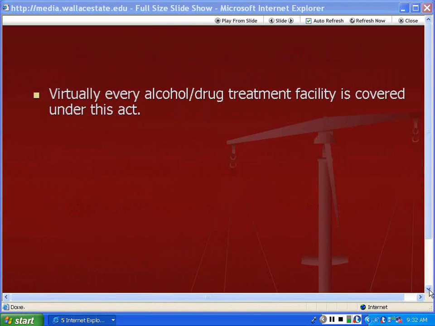To go into a little more detail with this particular act, virtually every alcohol and drug treatment facility is covered because it talks about federally assisted, and most every treatment program in the country receives Medicare funds. That's how they're paid, in part. If they have a Medicare patient, of course the federal government will pay the bill. And so basically every facility is going to be covered.